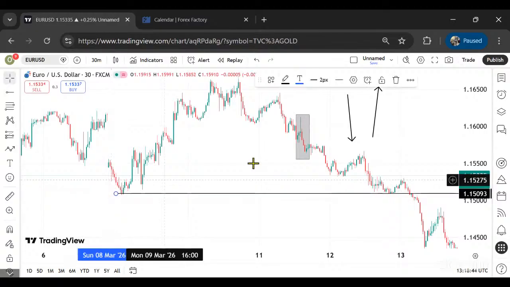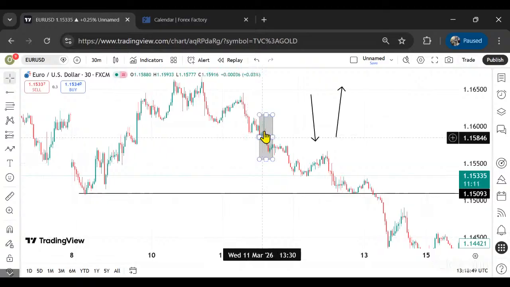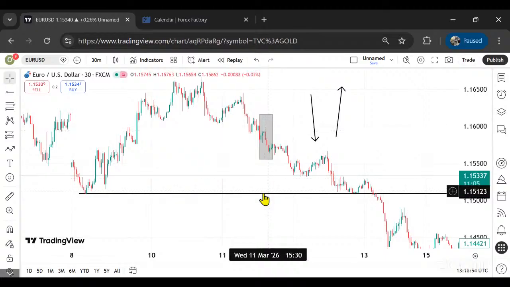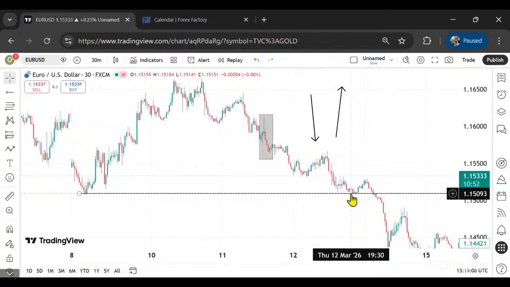So imagine you took advantage of the news and sold here, and you put your take profit at the support zone here. Do you know how much you would have made from this market selling downward? Okay, so that is how we take advantage of news. That is the fundamental analysis.